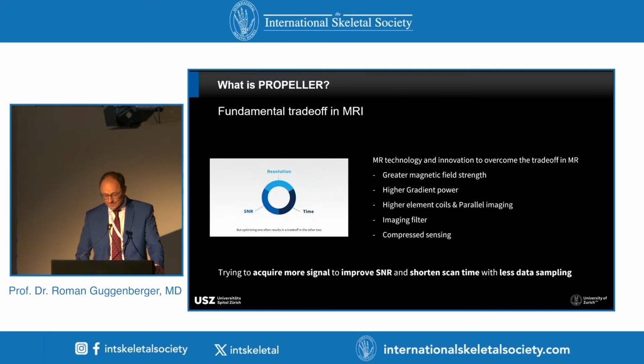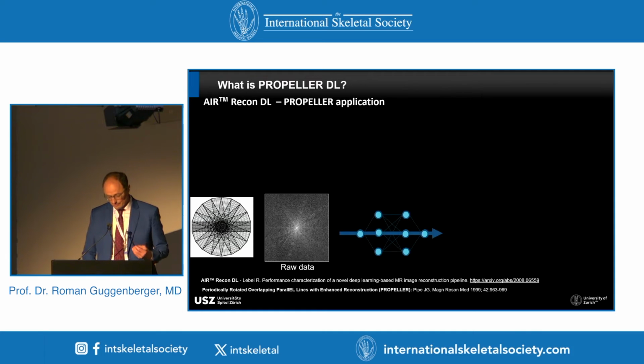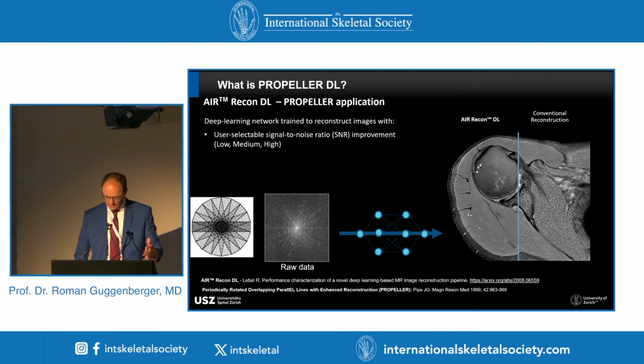So coming back to PROPELLER as a way of efficiently filling up your k-space data, what if you took that sparse data and put it through an artificial neural network to then come up with deep learned image reconstruction, so that you can not only acquire the images pretty fast using the PROPELLER technique, but also get rid of image noise and of the sparse spatial resolution. So AIR Recon DL with PROPELLER from GE offers that.